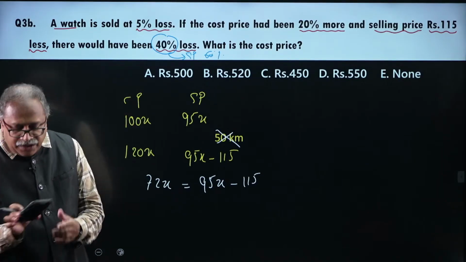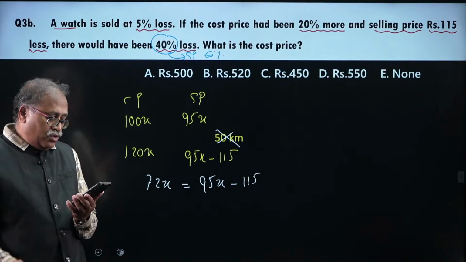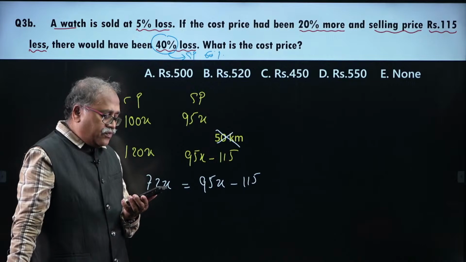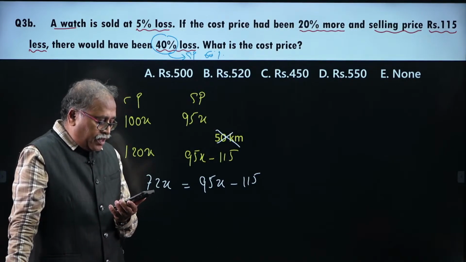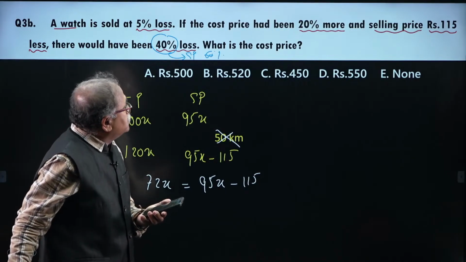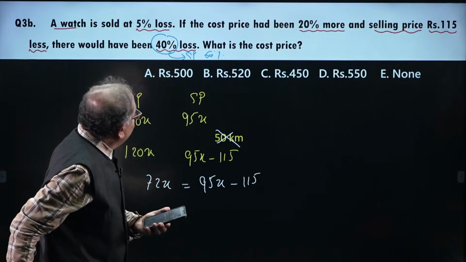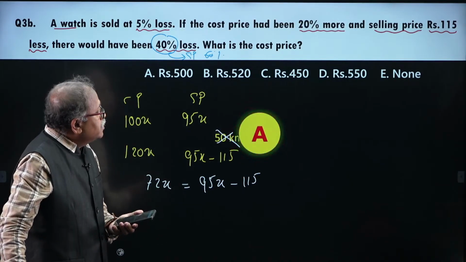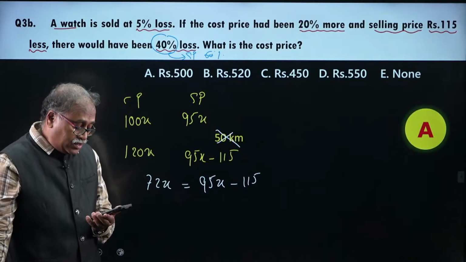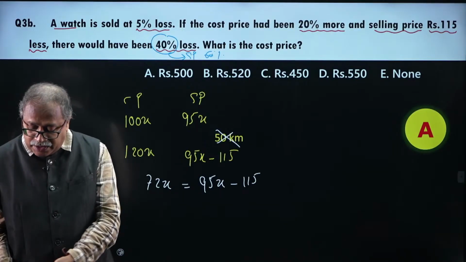Anyone has responded? Okay, Caroline, you are saying that 500 is CP. Let me check, the time is over. So, 500, that is option 1, you are saying. Yeah, that's right. It's a good speed, sir.